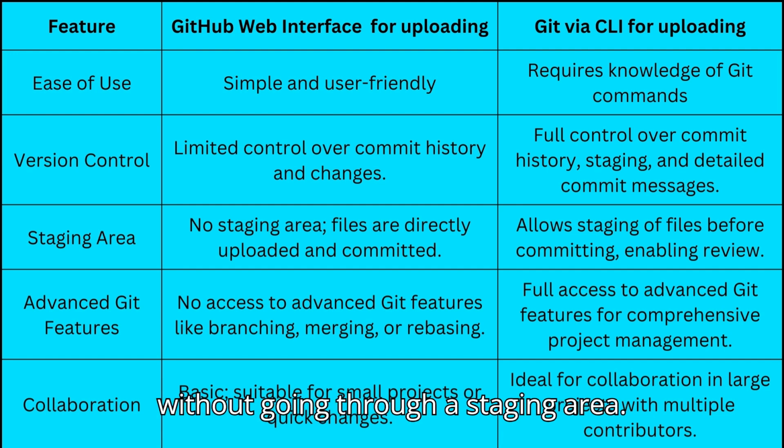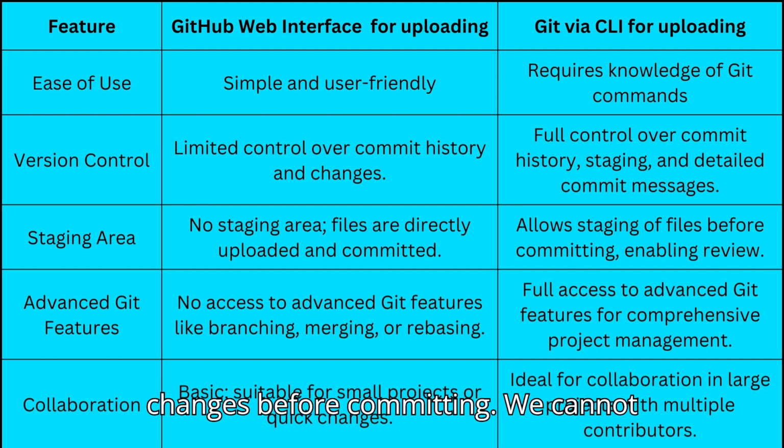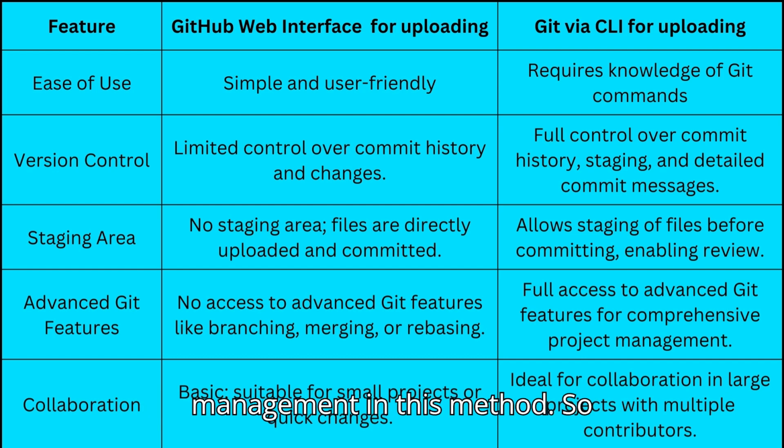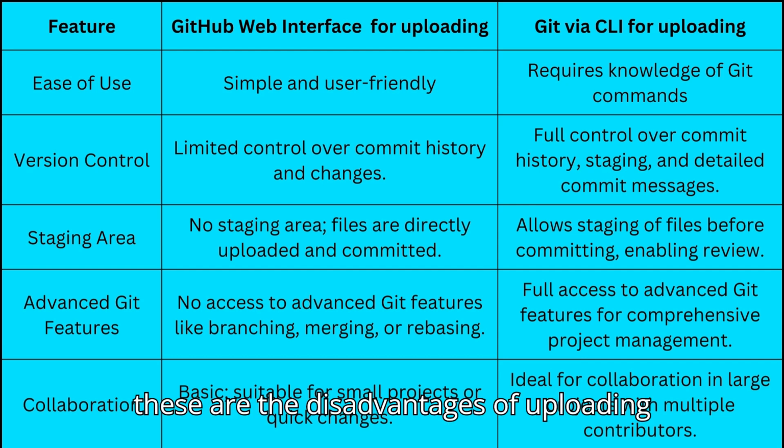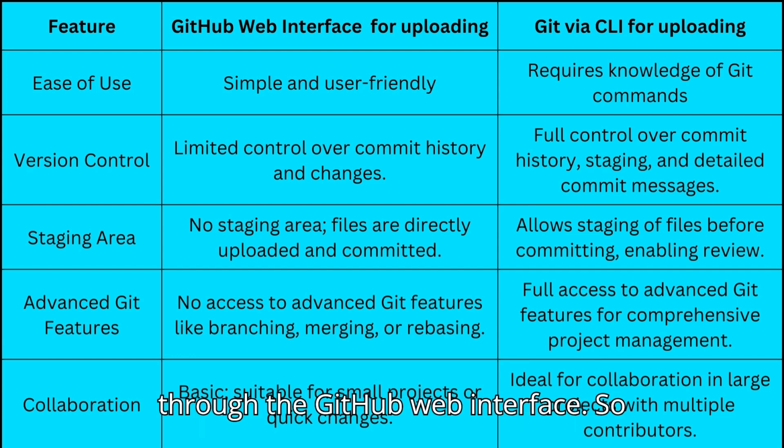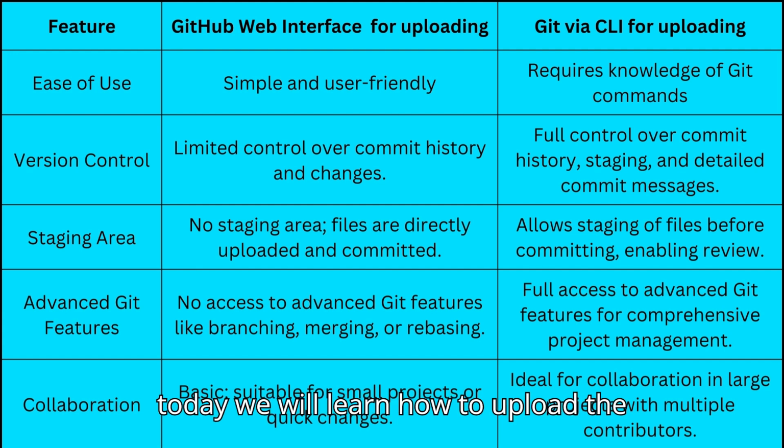Files are uploaded without going through a staging area. That means we are not reviewing the changes before committing. We cannot use the features like rebasing, interactive commits, or advanced branch management in this method. So these are the disadvantages of uploading through the GitHub Web interface. So today we will learn how to upload the files using Git CLI.